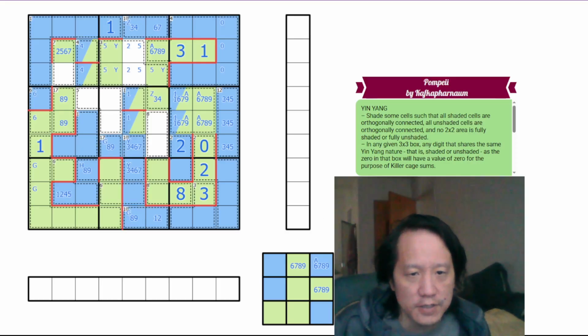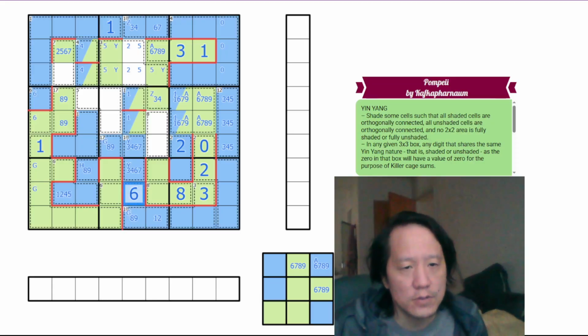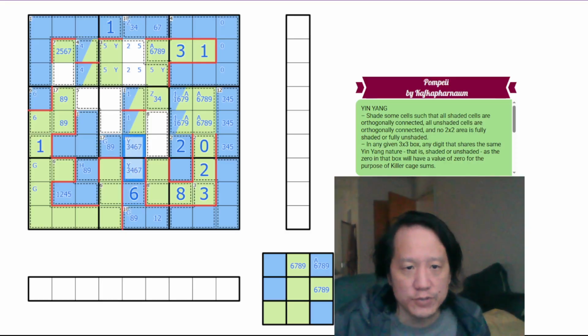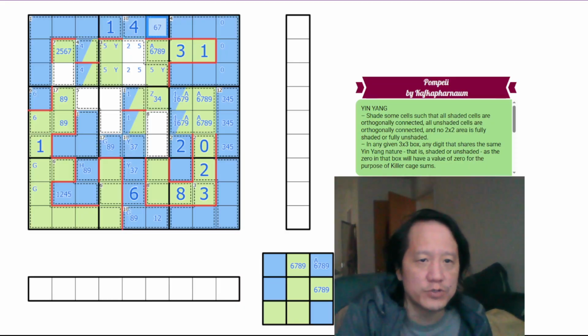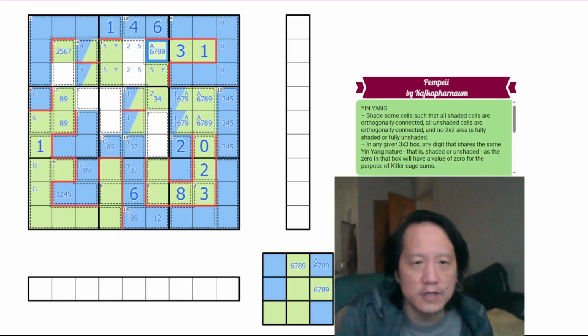So this is done. This must be a 6 here, which means it cannot be 4, 6. This is a 3, 7 pair. This 3, 7 pair eliminates 3 here. So this is 4, which makes this 6. There we go. So this can't be 6 here.